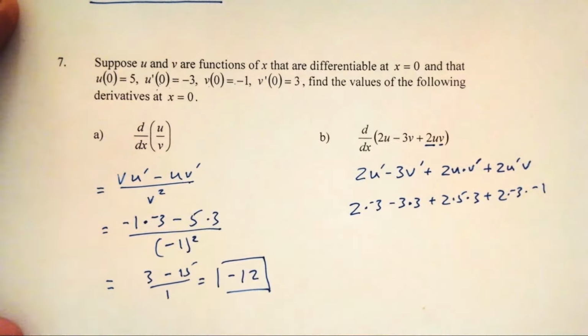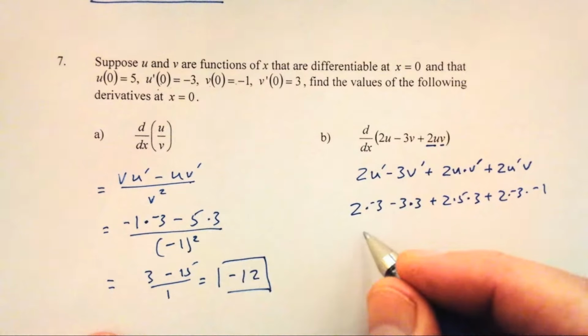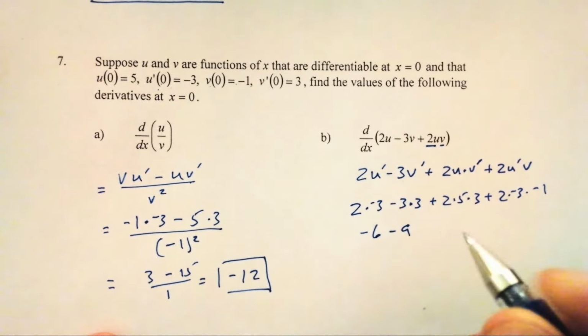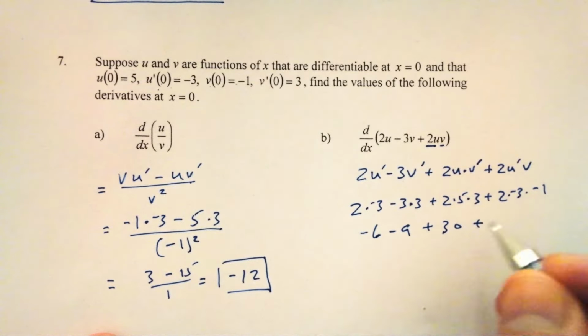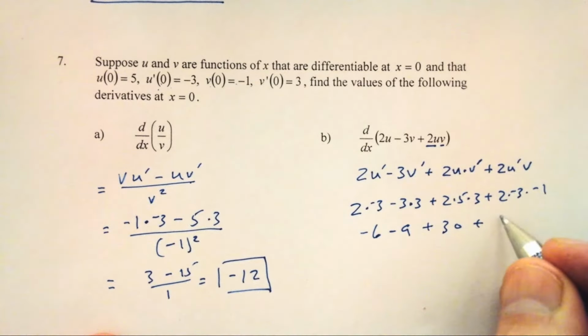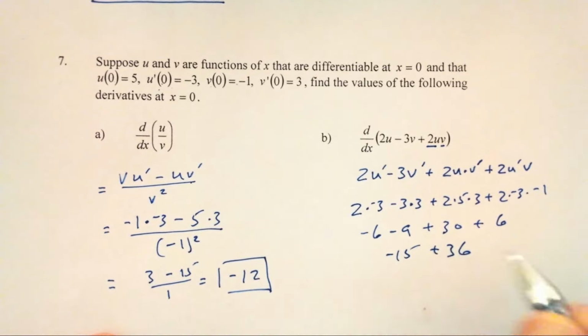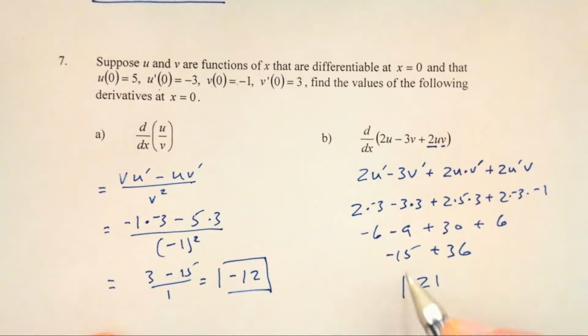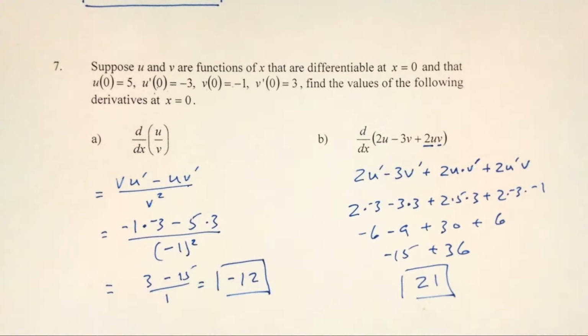And it's probably worth going back and double checking. It's an easy problem, but it's an easy problem to pick a bad value from up here. So I get negative 6 minus 9 plus 30 plus 6, I get negative 15 plus 36, I get 21. Okay, so there is number 7.